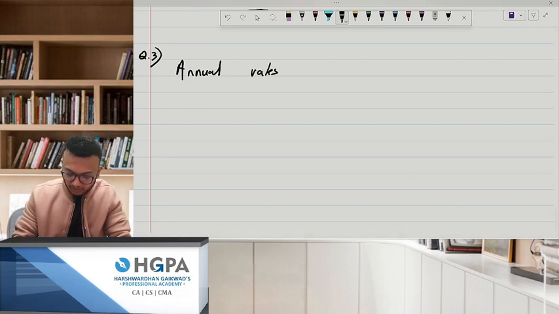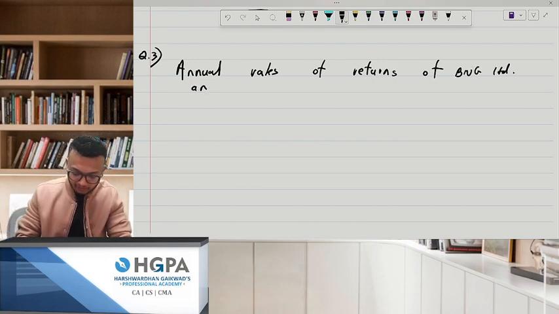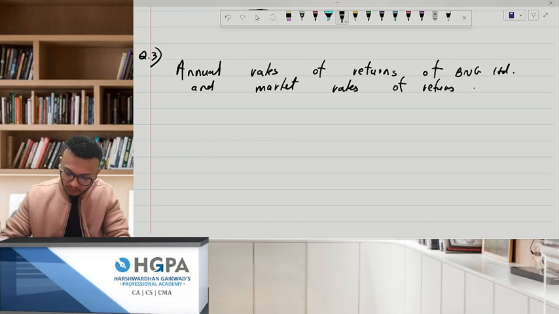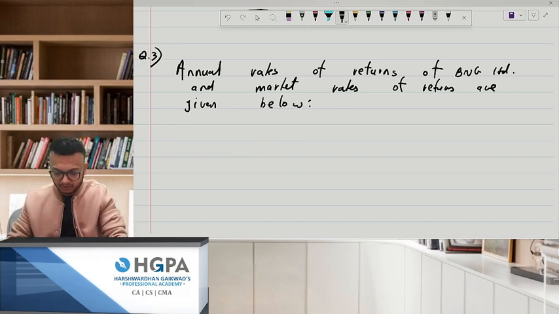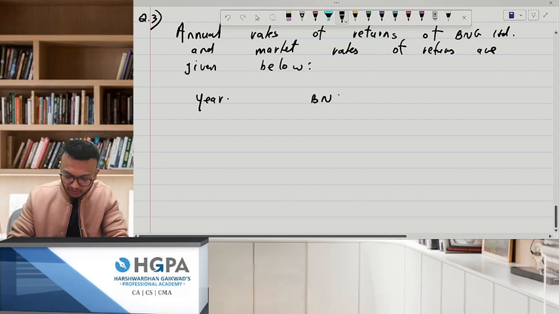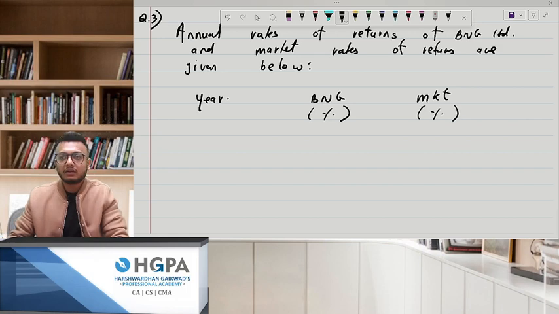Annual rates of returns of BNG Limited and market rates of return are given below. Full attention, I want full concentration. Here BNG percentage, and they have also given you market percentage. This is what returns they have given you.